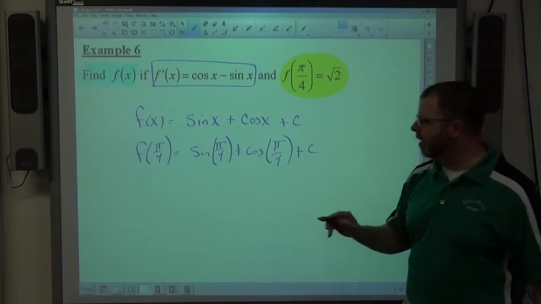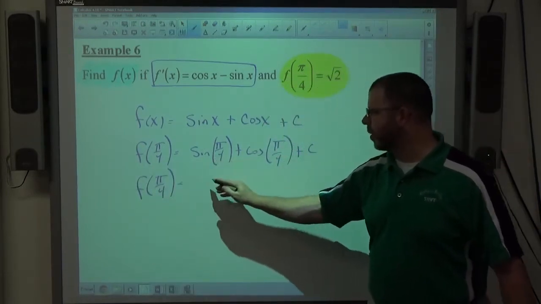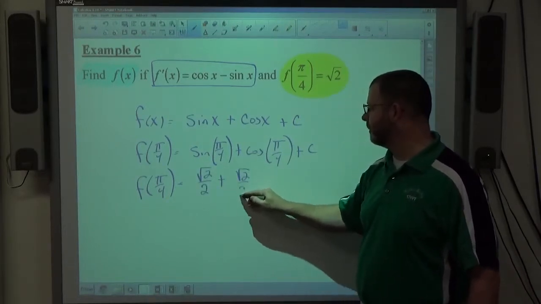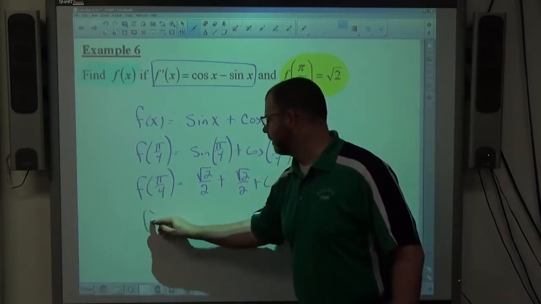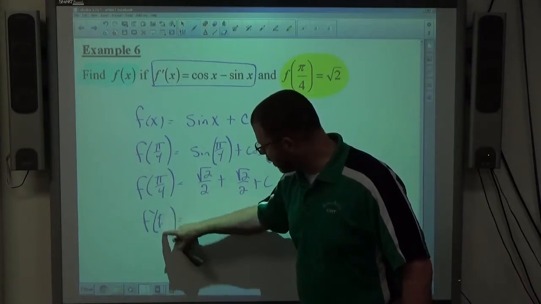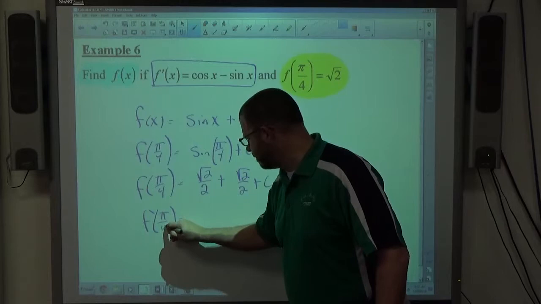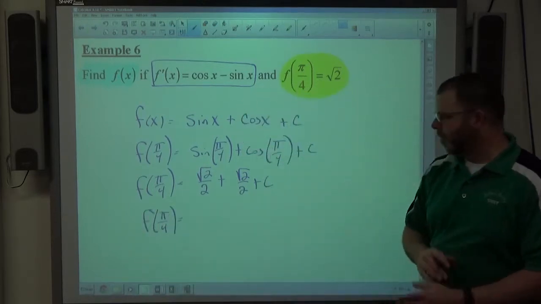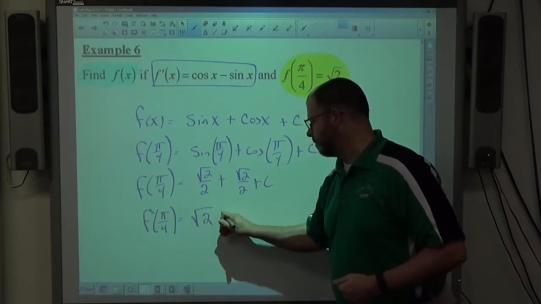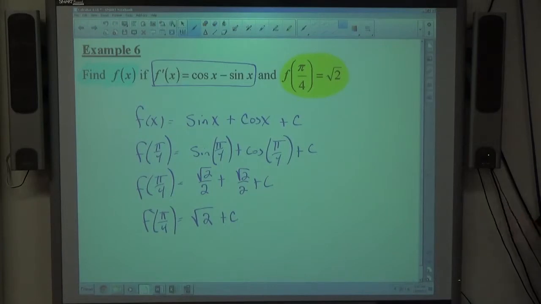And if I work that out as much as I possibly can, the sine of pi over 4 is the square root of 2 over 2. The cosine of pi over 4 is the square root of 2 over 2. Square root of 2 over 2 plus square root of 2 over 2 equals the square root of 2. 2 times the square root of 2 over 2, the 2's cancel, so square root of 2.